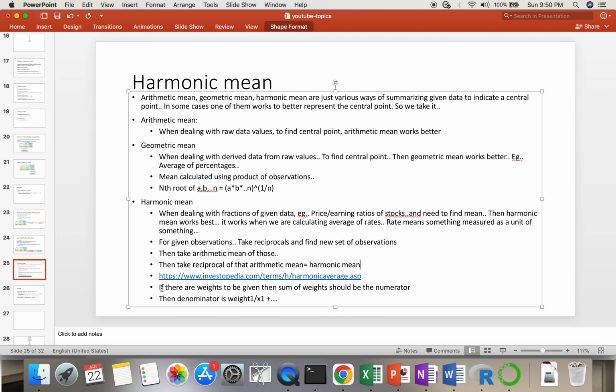And if you have weights to be given for each of the data points, the sum of the weights should be in the numerator. If you assume the sum of the weights is 1, that means if all the data points should be given equal weightage, then the sum of the weights will be 1. So the numerator will have a 1 in this case.